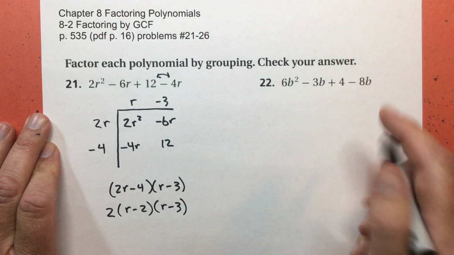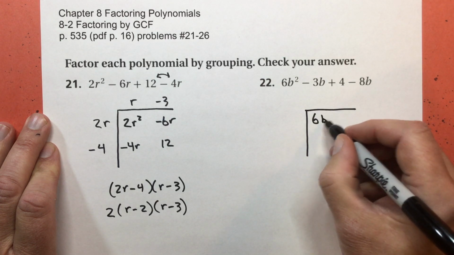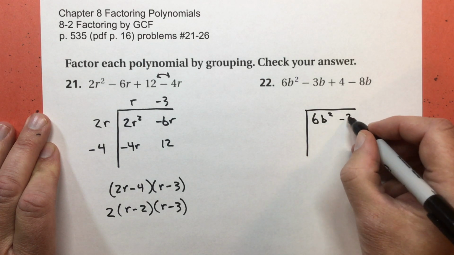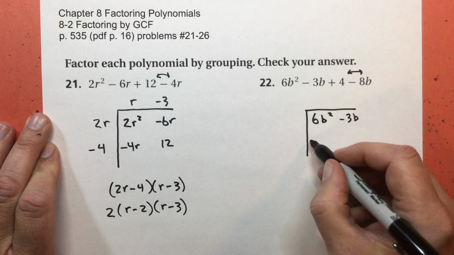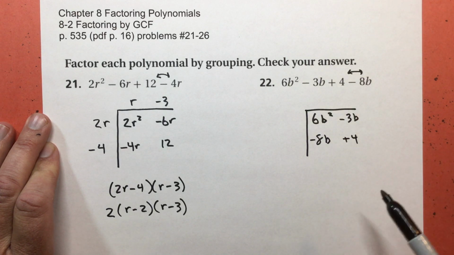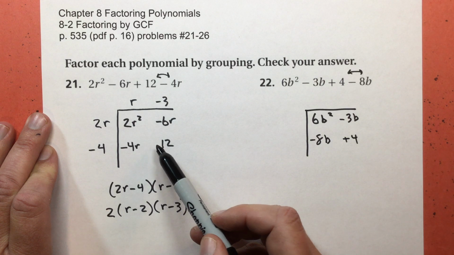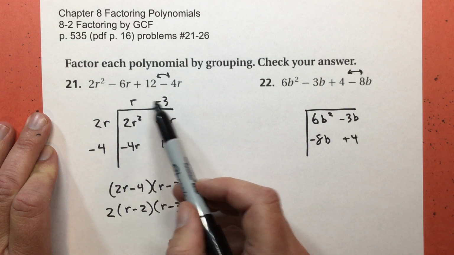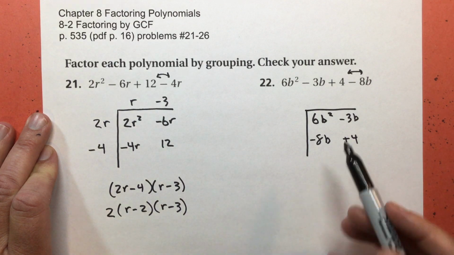I'm going to turn these around. I get 6b to the second power, subtract 3b. I'm going to turn these two around, that's what I meant. Subtract 8b, and then plus 4. So again, this follows the pattern that I have over here where I have positive, negative, negative, positive, which means I'm going to have positive and a negative, positive and a negative, so subtraction, right?